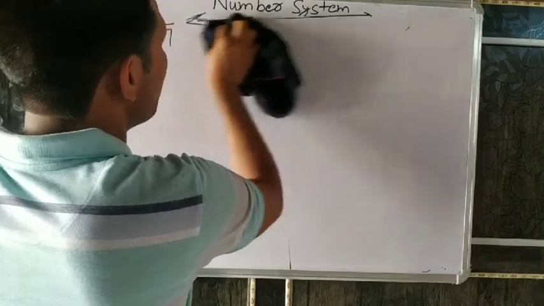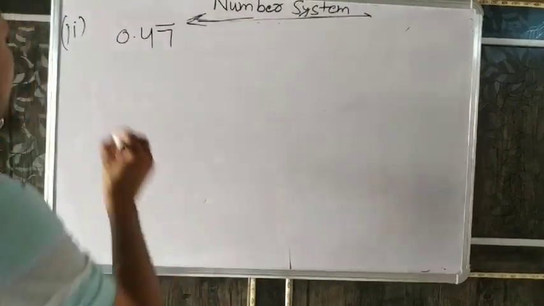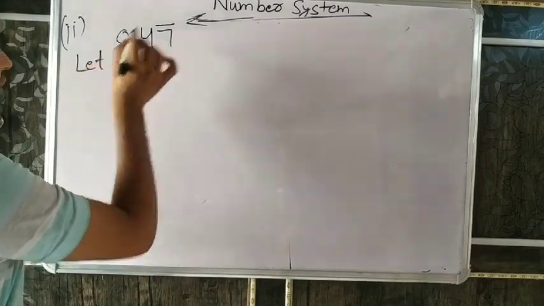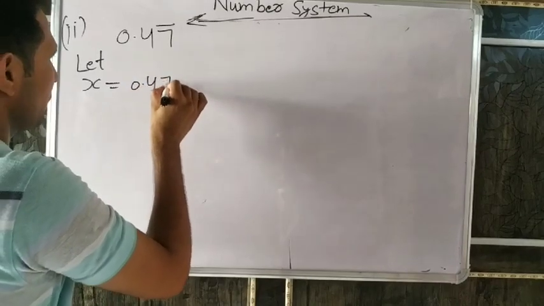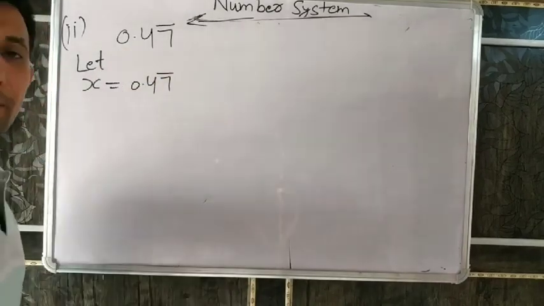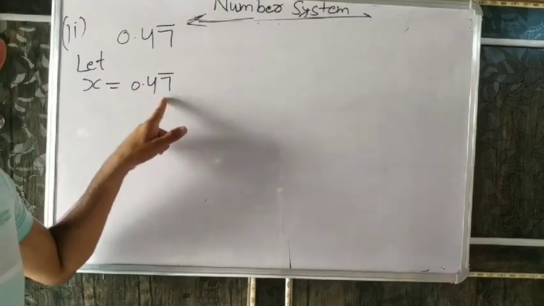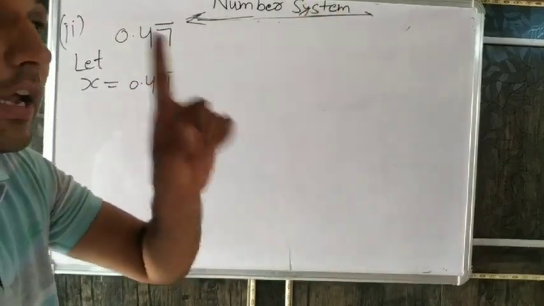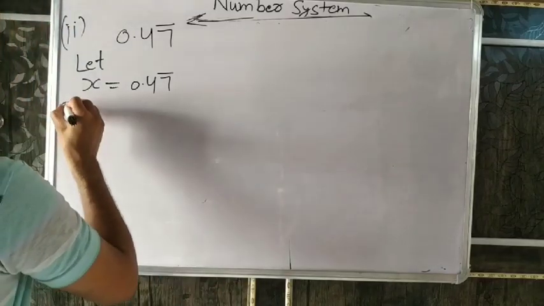So we want to write it in p by q form. Always, the first step is: let it be equal to x. x equals 0.47 bar. Next step, what I told you: how many digits are repeating here? Only one digit, the 7. If one digit is repeating, multiply both sides by 10.